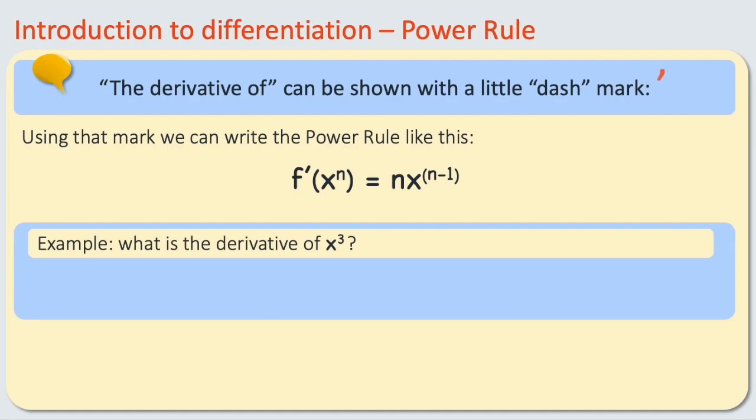Example: what is the derivative of x cubed? Derivative of x cubed is 3 multiplied by x raised to the power of (3 take away 1). This equals 3 multiplied by x squared.